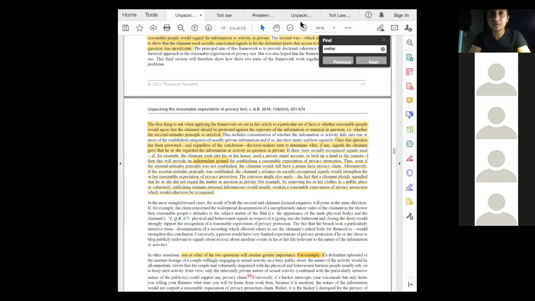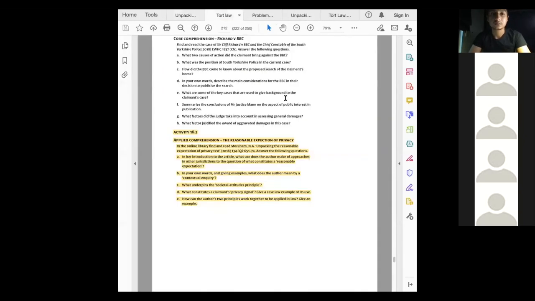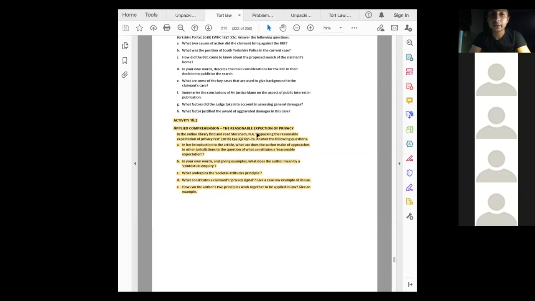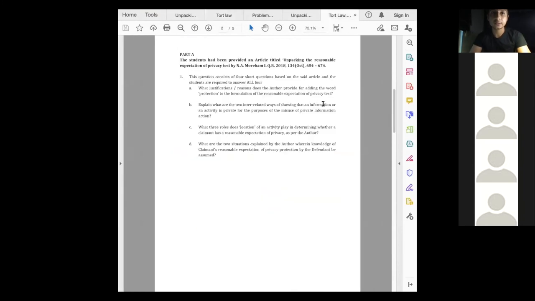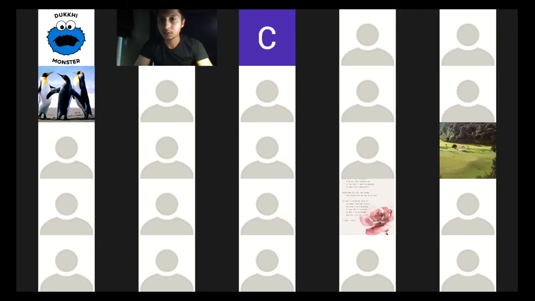Does anybody else have any questions? These are the questions from the module guide, which you will have already. It's on page 212 of the module guide, and these are the questions which I sent. If you want more questions, then send me a message on WhatsApp or email me, and then I can send you more questions. Here's my email. Sure. Thank you.